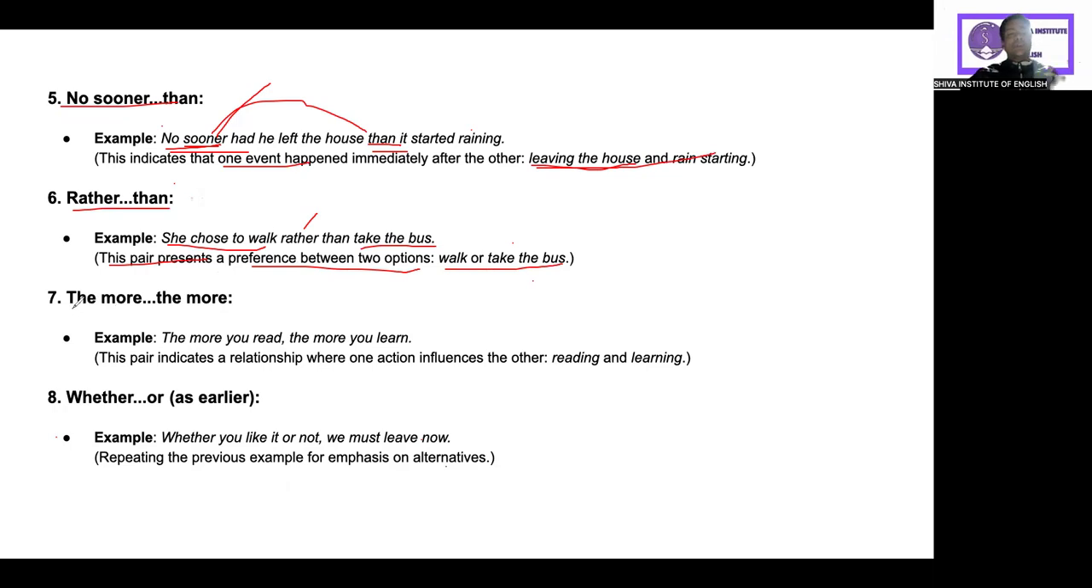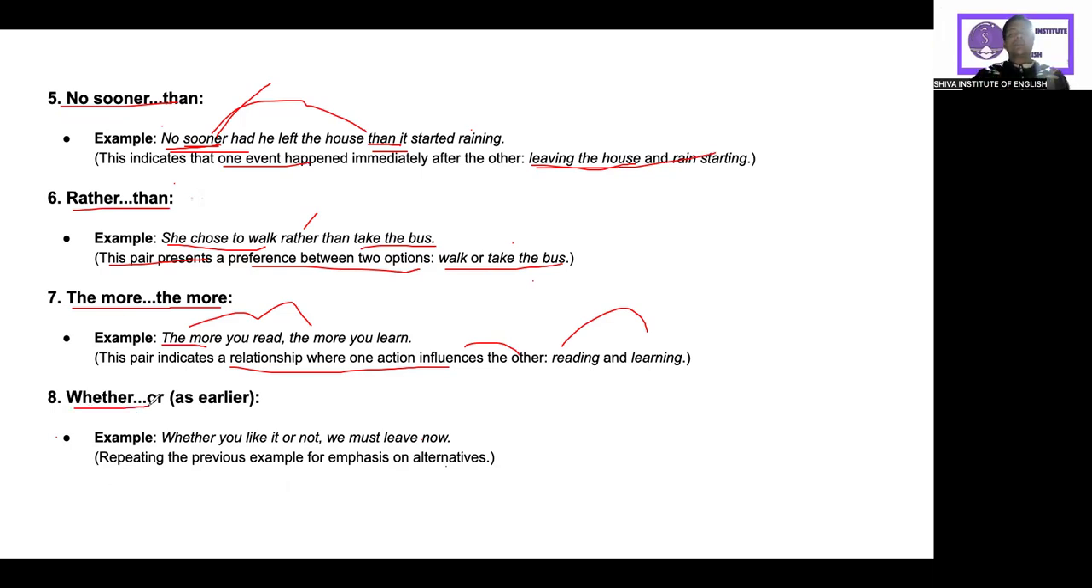So the next one you can find is the more, the more. We generally know that these are comparative words, right? And we put the before it. Like you can say the more you read, the more you learn, or the more hard work you do, the better you earn, right? So the pair indicates a relationship where one action influences the other, that is reading and learning. Most of the time we get, the better you prepare, the greater you receive, right? In that case, you find the better, the greater.